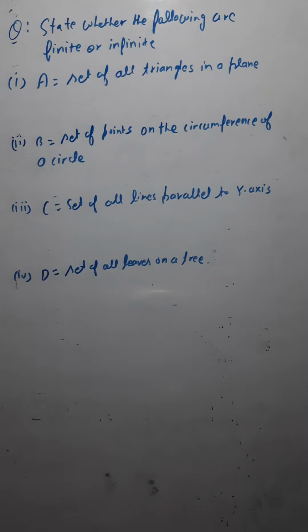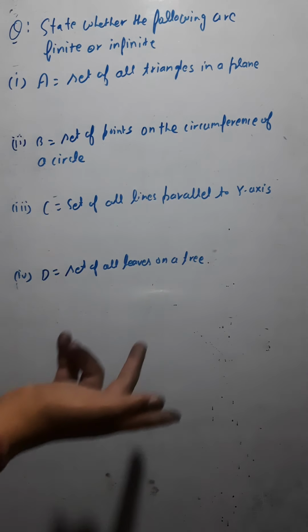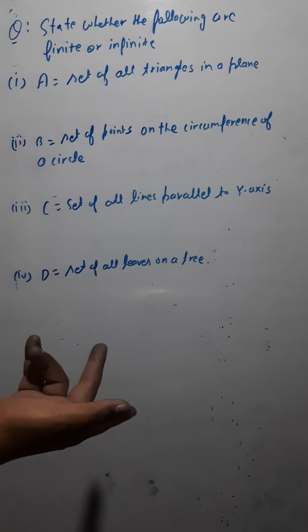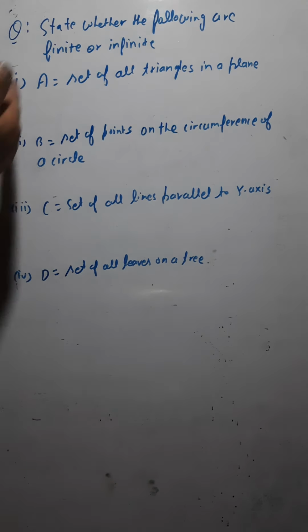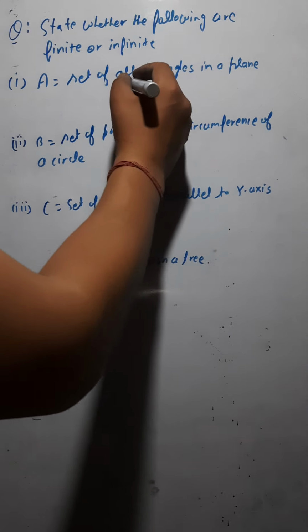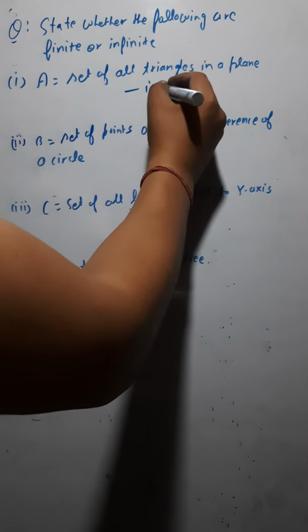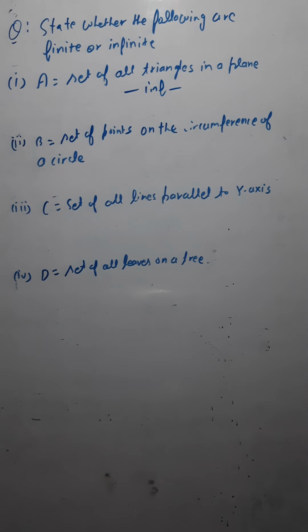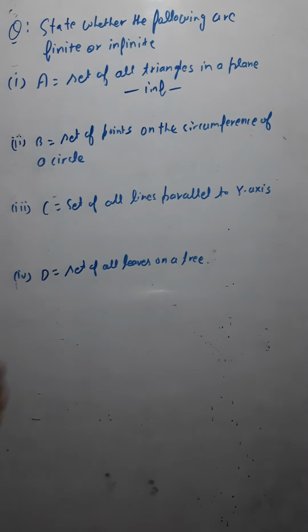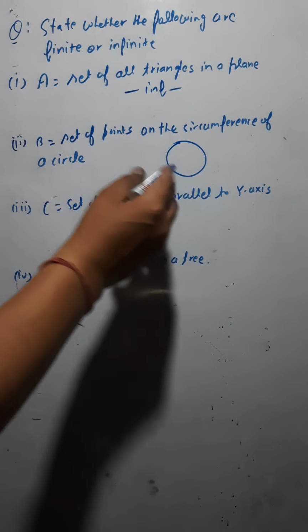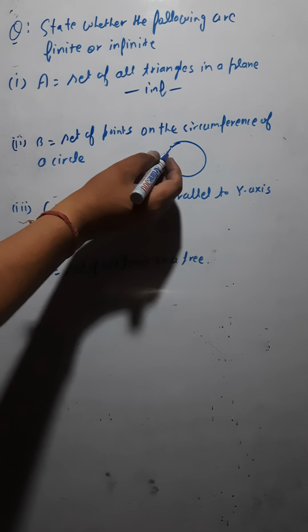In a plane, let's say this is a plane. How many triangles can you form here? Infinite. Okay, means it never ends. It is never ending. Keep making the lines, keep cutting the lines, you would be getting the triangles. Okay, so it means in a plane you have infinite triangles. So this one set would be an example of an infinite set. Okay, now the next one, set of points on the circumference of a circle. Let's say you have a circle and this is the circumference. So on the circumference, how many points could be here?